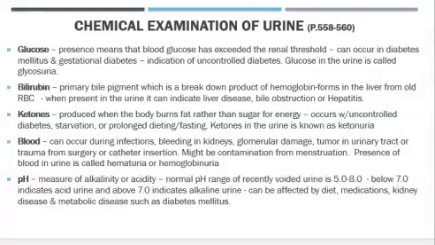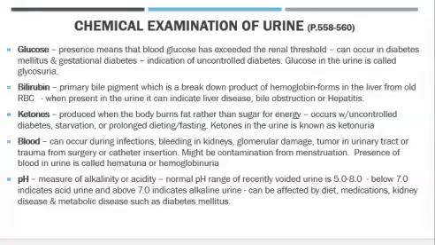The presence of blood glucose on the dipstick can indicate that the blood glucose has exceeded the renal threshold. Remember earlier we were talking about what renal threshold is. That means that the blood glucose level has exceeded all that the body can hold, and the glucose is being excreted out into the urine. So this can occur in diabetes mellitus or gestational diabetes. This is an indication of uncontrolled diabetes. Glucose in the urine is called glycosuria.